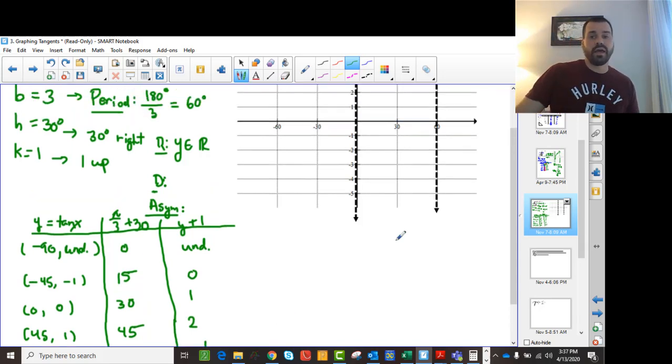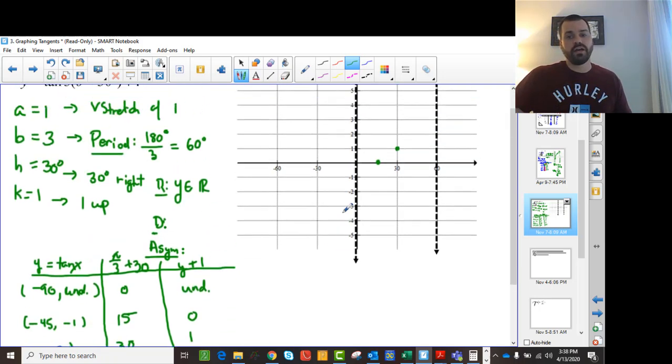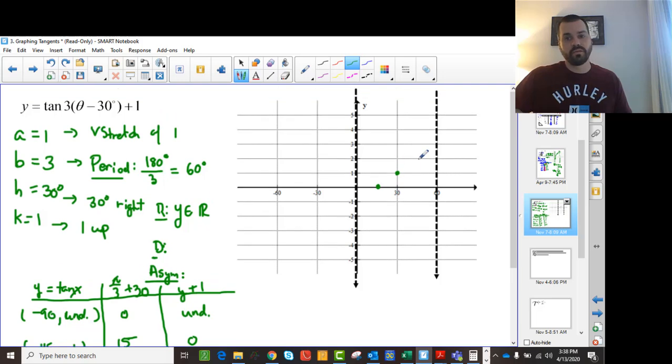So I look at my asymptotes, they're already drawn in here at 0 and at 60 for me. So 15 is halfway there, 15 and 0. Then I'm at 30 and 1. And then I'm at 45 and 2. So it looks like this. And then we just kind of go along, go through those points, and go back down the other side. Okay? Not running through the asymptote, but running up towards it.